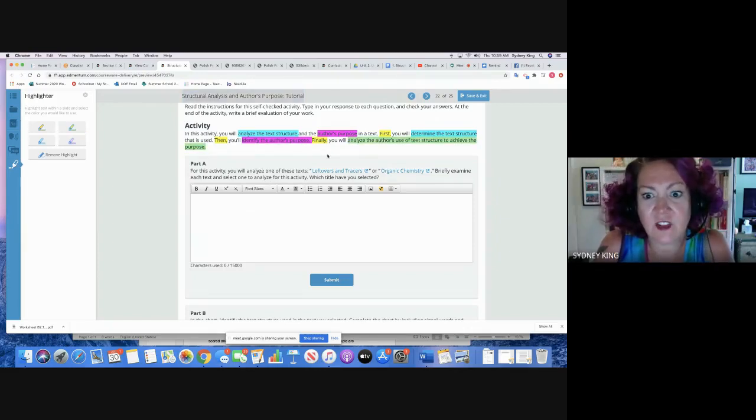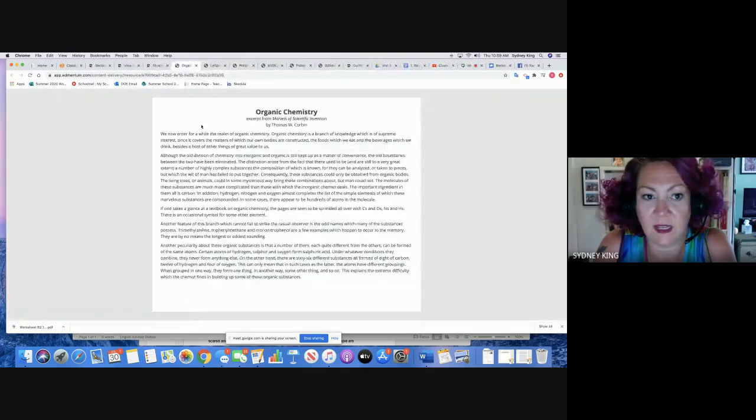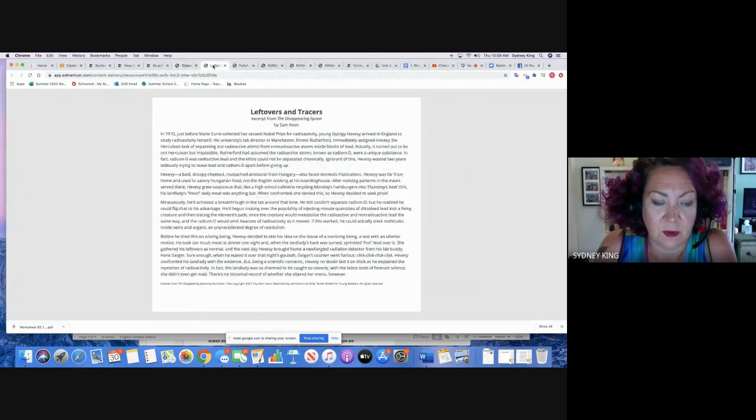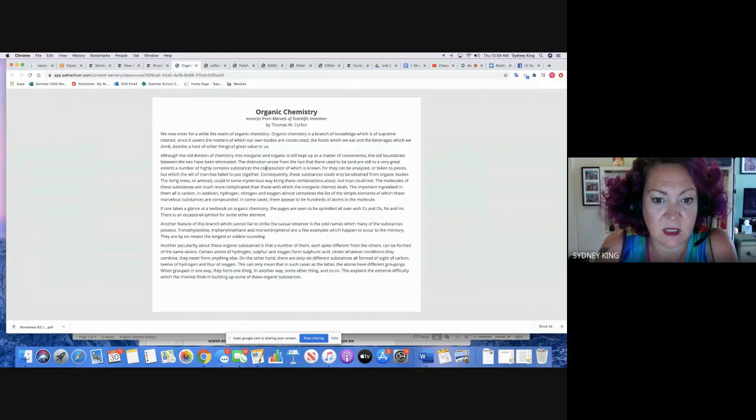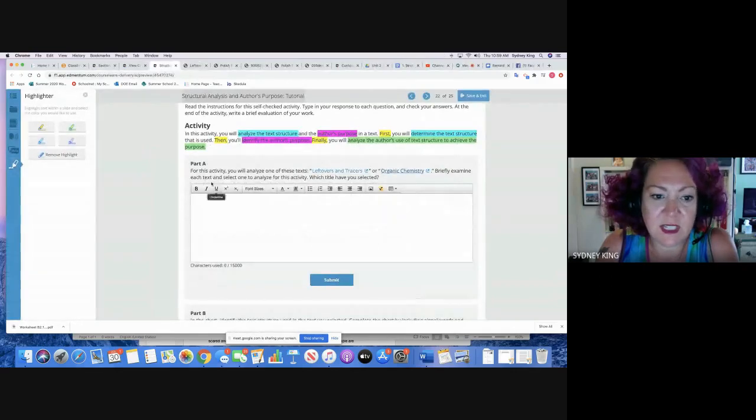So I color-coded that just so that I would be able to remember what to do, right? First I do this, then I do that, finally I do this. For this activity, you will analyze one of these texts. Okay, leftovers and tracers, or organic chemistry. About the same length. This has something to do with Marie Curie again. This is something about organic chemistry. I'm going to choose leftovers and tracers, but you should choose whichever you want. And then briefly examine each text and select one to analyze for the activity, right? So I'm only picking one.